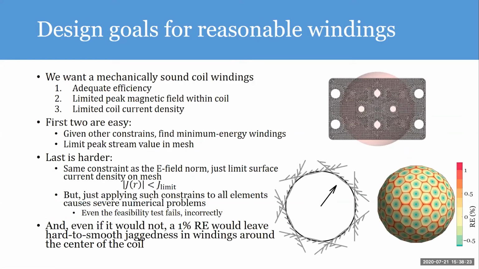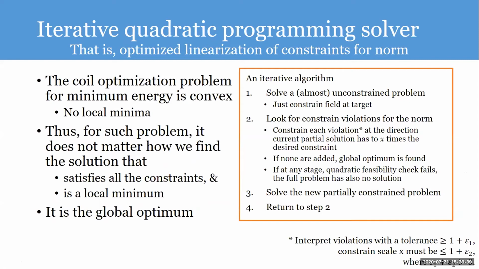For reasonable windings, basically, efficiency adequate, limited maximum field within the coil because forces are the product of magnetic field and currents, and then limited current density because of the same reasons. So those constraints were the hard ones, and that's actually fairly simple. So I just give the algorithm here. My own function is unfortunately mostly script type, so I won't be putting a pull request to B field tools, not yet, but I might at some point.